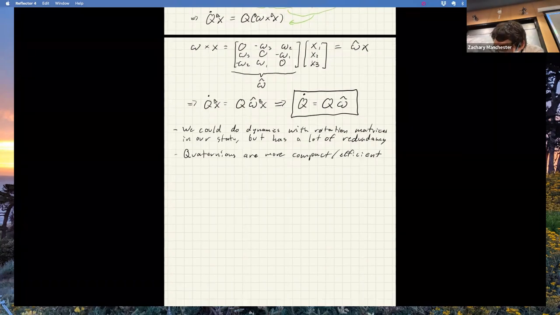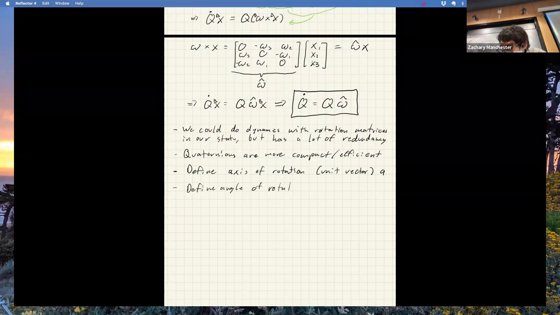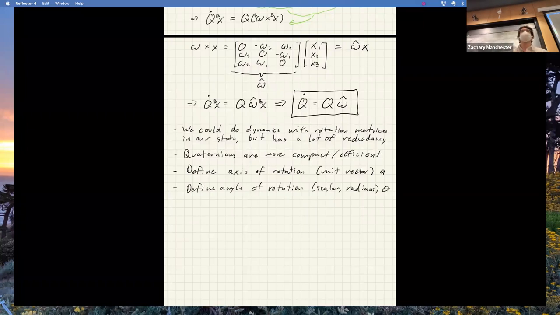Okay, so here's how we're gonna do this. We're gonna define an axis of rotation that's gonna be a 3D unit vector that we're gonna call A, for axis. And we're gonna define an angle of rotation that is the angle you're spinning about that axis. And this is a scalar with units of radians, theta. Okay, everyone good so far?